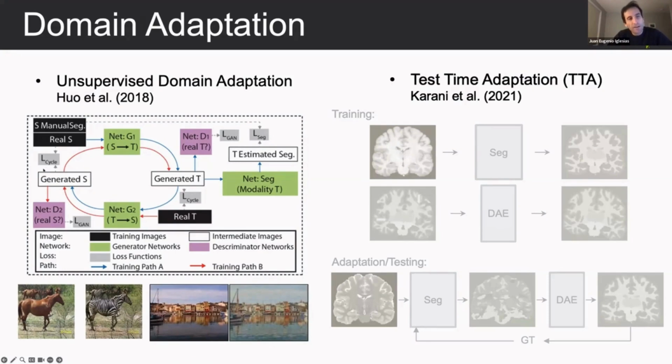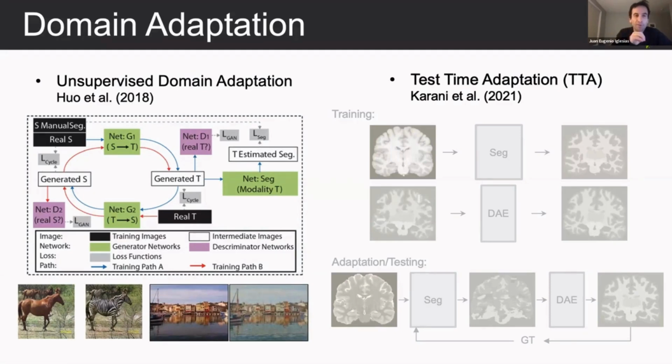When I go around the cycle, you say horse, fake zebra, double fake horse, the horse and the double fake horse should be similar. Zebras and double fake zebras should be similar. And to prevent overfitting, you can have discriminators and say, hey, is this a real zebra or a zebra you made up? So you can play that game with MRI scans, right?